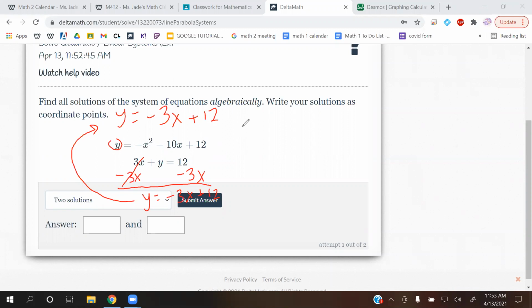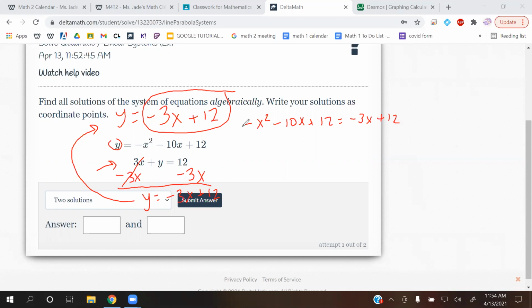So we have, let's write that. Oh, I'll just write it over here. Negative x squared minus 10x plus 12 equals negative 3x plus 12. Notice I'm using this equation because this is the one where y is by itself. All we did was take the one they gave us and rearrange it so that y is by itself. Remember, we want y to be by itself. Once y is by itself, we set them equal to each other.